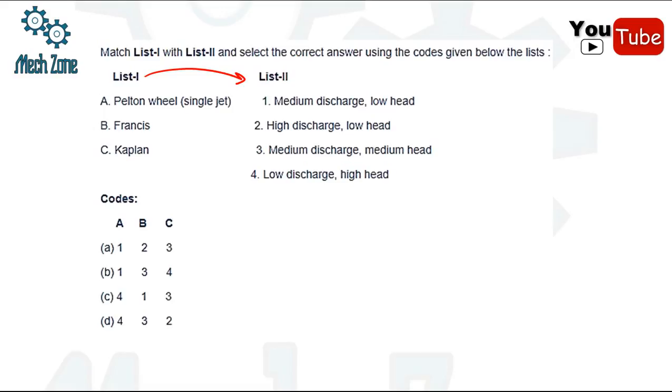So if we see A, that is the Pelton wheel with a single jet, it is actually a low discharge and high head. So A becomes 4. Now let us go for the Francis turbine, and Francis turbine is actually a medium head, medium discharge turbine. So B is actually 3. And Kaplan turbine, that is C, it is a high discharge, low head turbine. So C is 2. So the correct option that we have here is D.